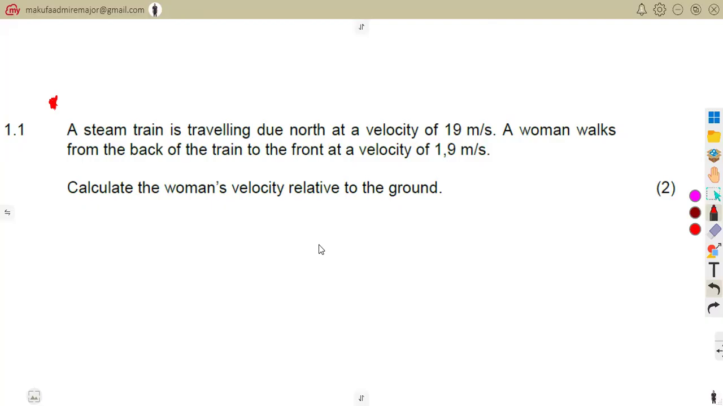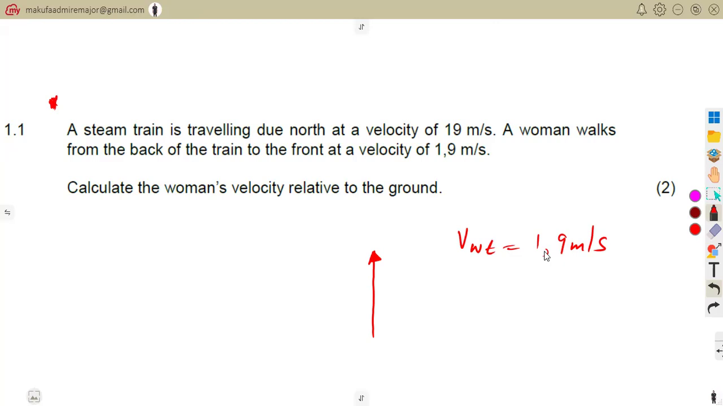So, okay, we know that the velocity of the woman to the train, V_WT, is 1.9 meters per second. The velocity of the woman relative to the train is 1.9. And the velocity of the train is 19. Why positive, and not negative?